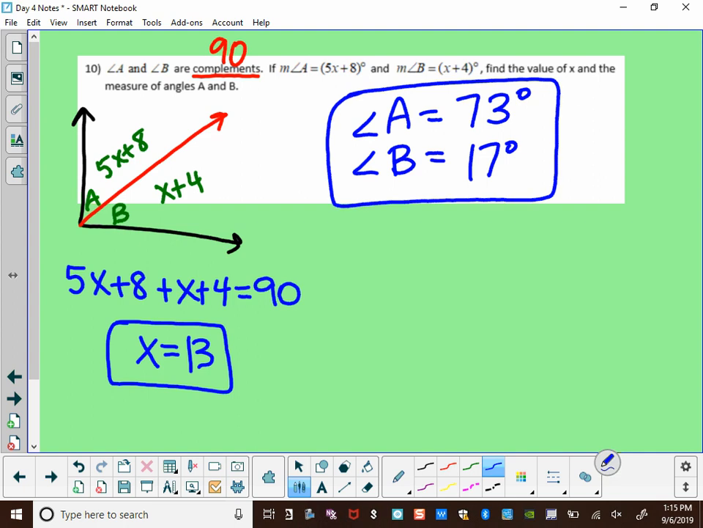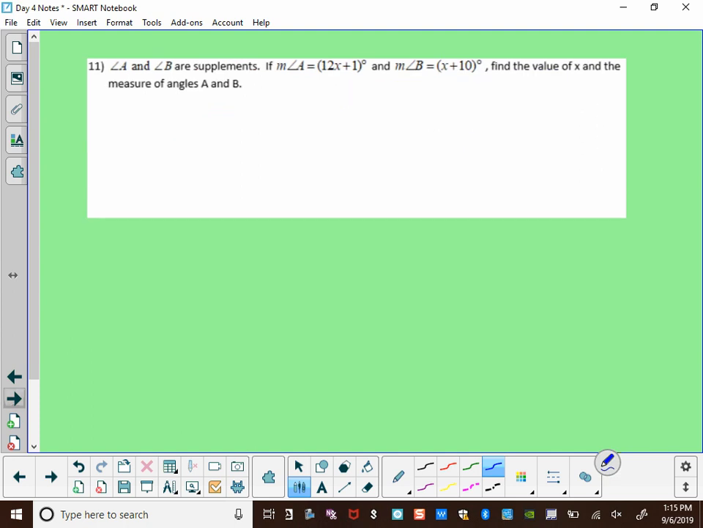We're not going to do number 11, but it tells you that A and B are supplements. So that's two angles that add up to what? 180. When you do the same thing, you'll make it equal to 180.